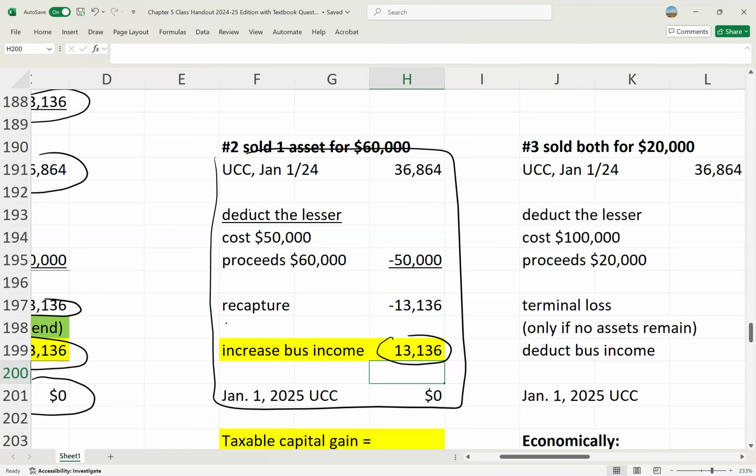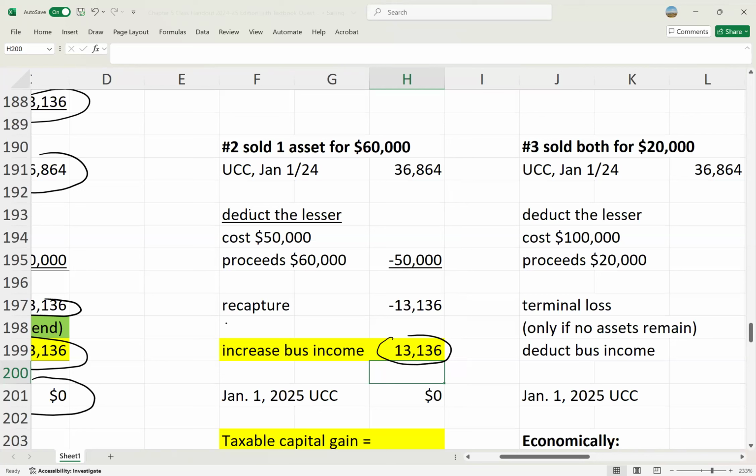Whenever you sell an asset though, you've always got to be aware of, did you sell it for more than the cost? So remember here we deducted the lesser of cost or proceeds. The lesser was cost. We sold it for 60,000. So if you sell an asset for more than the cost, you're also going to have a taxable capital gain. 50% times what you sold it for minus the cost. So your capital gain is 10,000, but your taxable capital gain is 5,000. And so this 5,000 would be added to 3B when you're calculating your net income for tax purposes.